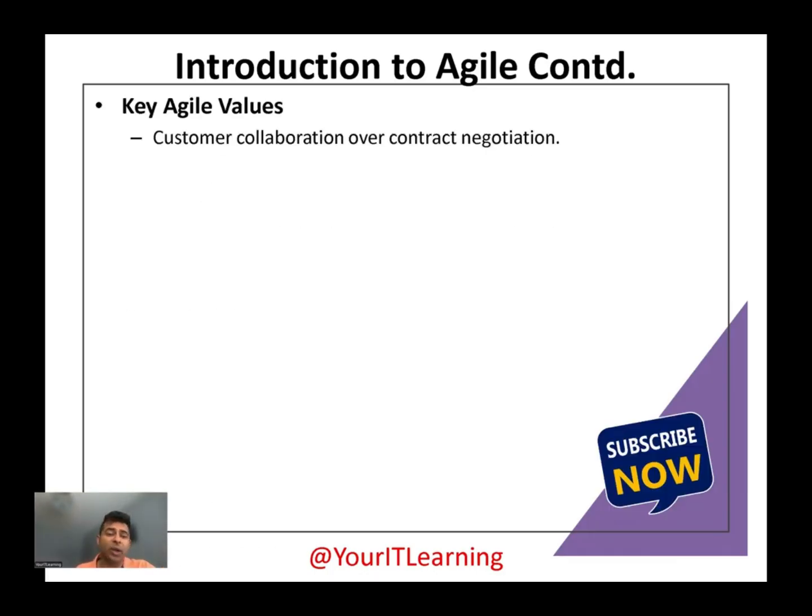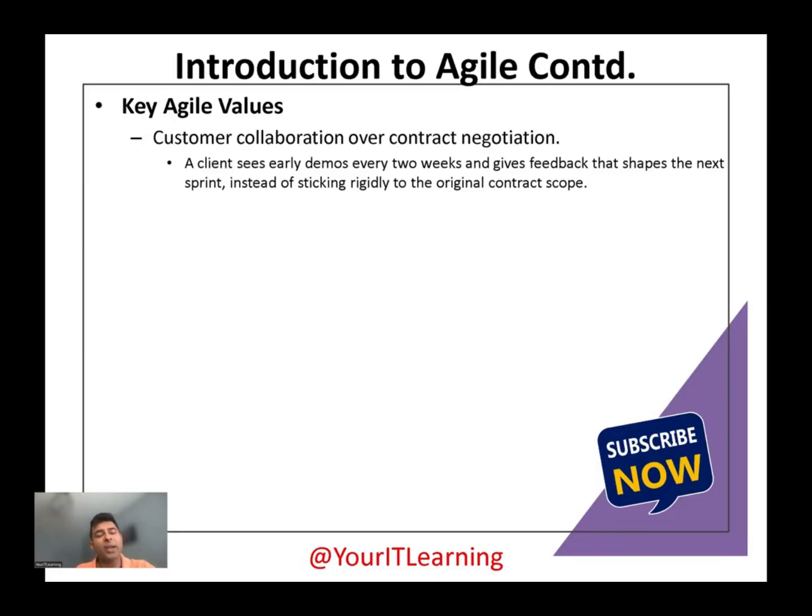Customer collaboration over contract negotiation. So a client sees early demos every 2 weeks and gives feedback that shapes the next sprint. So instead of sticking rigidly to the original contract scope, we are okay to change.